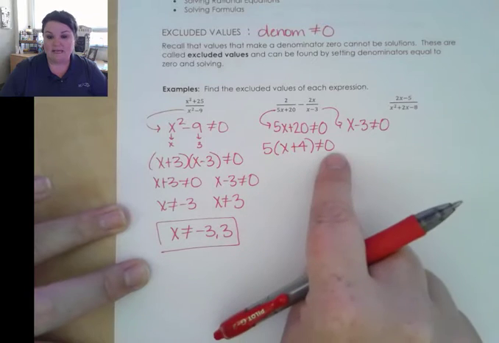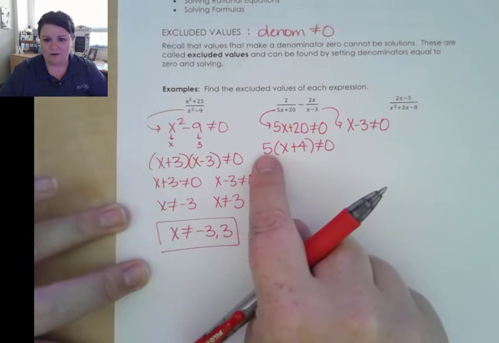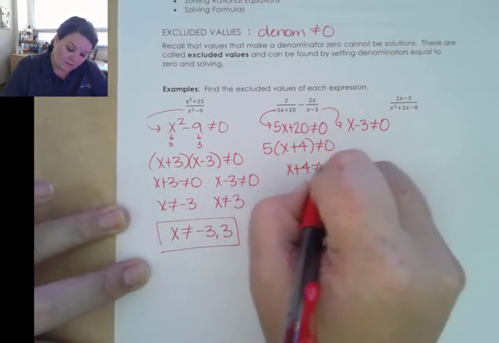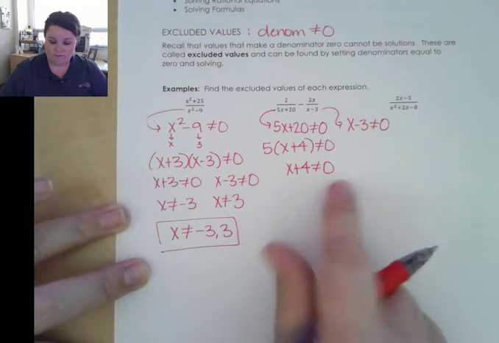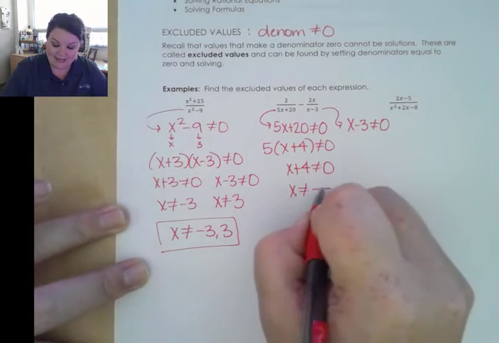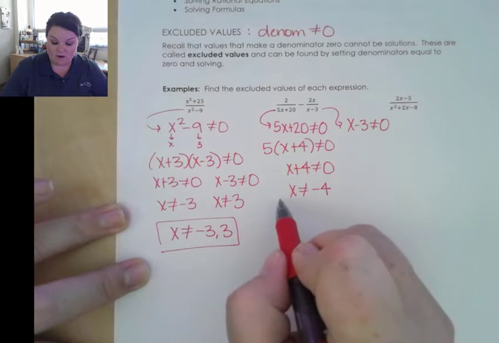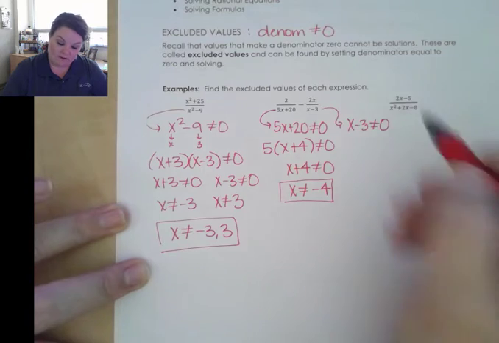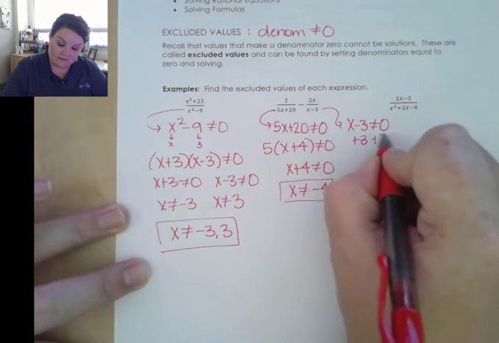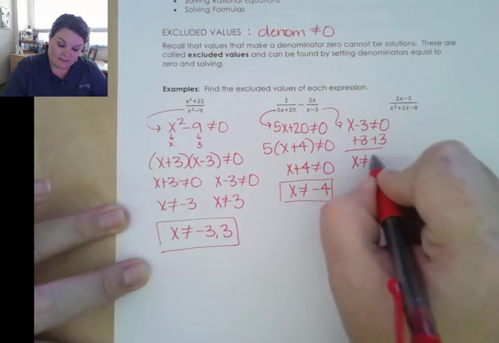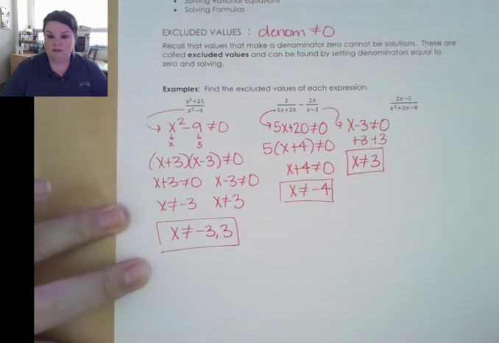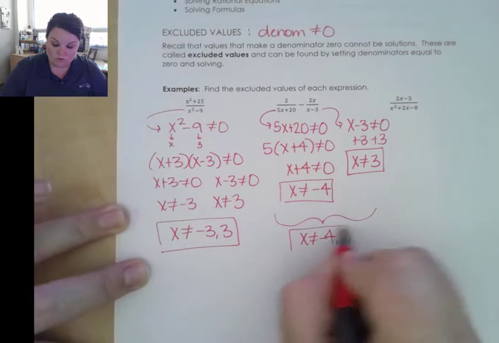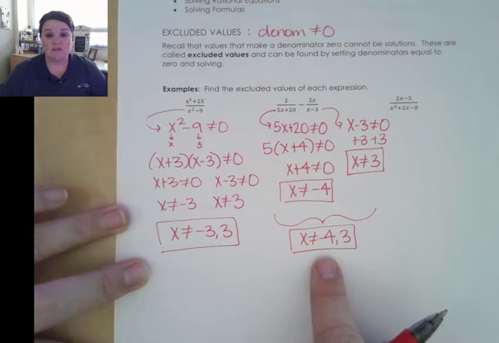Now the 5 I don't have to set equal to 0 because 5 is not going to equal 0. But the x plus 4, I can set that equal to 0. In order for it to be 0, I would move the 4 over, which means that x cannot be negative 4. So that's the only excluded value I get from this denominator. Now I need to look at this one. If I move my 3 over by adding, that means that x cannot be positive 3. So notice for this problem, x cannot be negative 4 or 3. So we got two excluded values on this one as well.